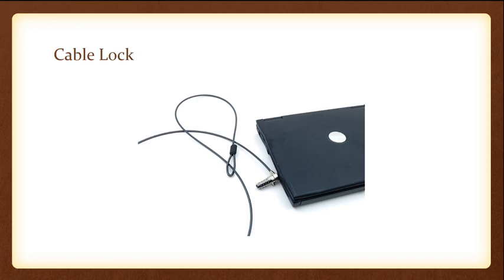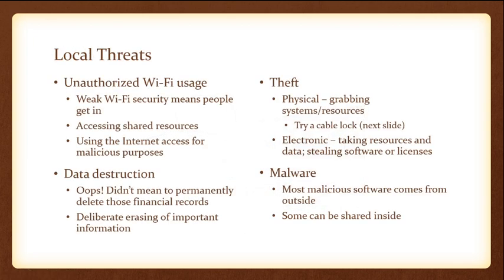This is an example of a cable lock. On the side of the person's laptop, there's a place that you can hook a lock into, and then you just run this cable around the leg of a table or something secure that can't be picked up or moved around, and then when you're ready, you can undo it by using a combination. Now, theft, again, is physical theft, where they're taking your resources or taking your device.